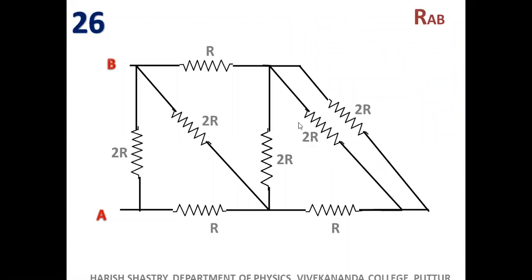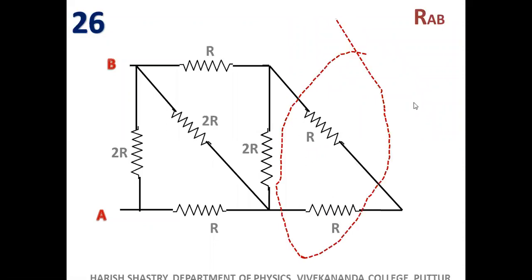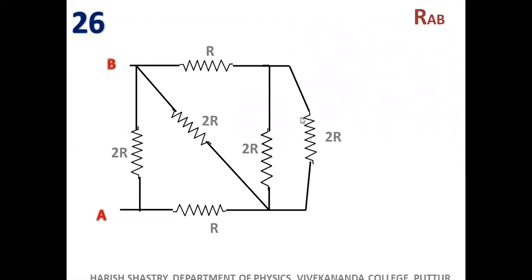What is the equivalent of this 2R and 2R? Equivalent of 2R and 2R is 2R by 2, that is R. Am I right? So shall I replace it by R. And this R and this R are in series. So shall I replace this R and this R by 2R so that I can have a single 2R, and it should be connected across this point. So it is 2R. Now this 2R and this 2R are in parallel, and that can be replaced by a single R because 2R by 2 is R.